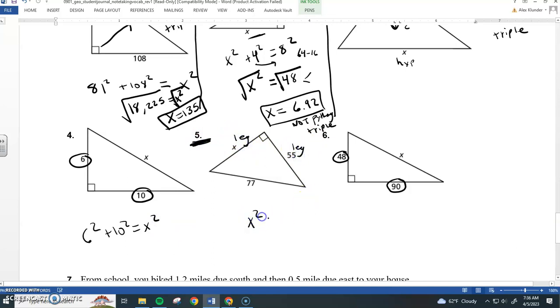So you have x squared. And then 77 is what's by itself. So don't always assume that the x is the thing that's supposed to be by itself.